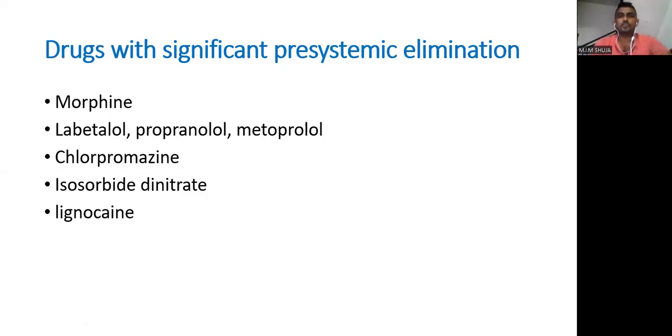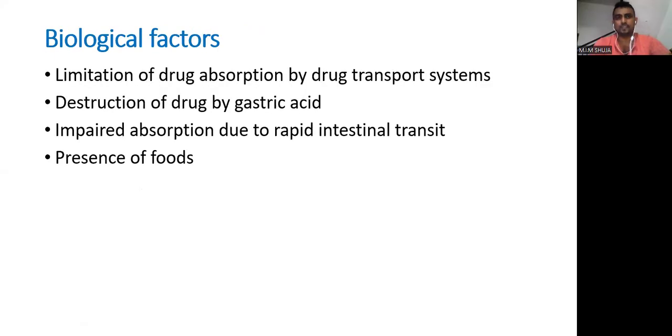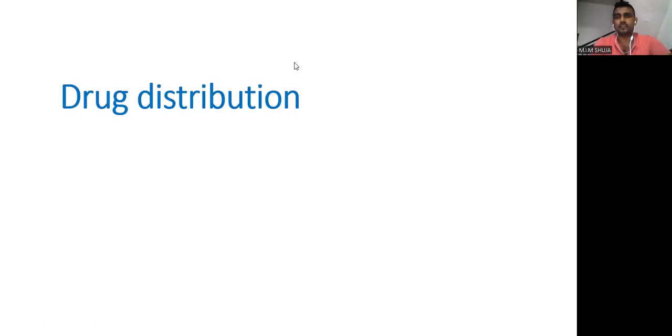So there are a few examples of drugs with first pass metabolism, and the particle size, tablet size, and diluting substance all have an effect on that. And the presence of food, diarrhea or constipation, rapid and slow absorption, and destruction by gastric acid all will have an effect on your drug absorption. Okay. With that, drug absorption is done. Then we'll move to drug distribution.